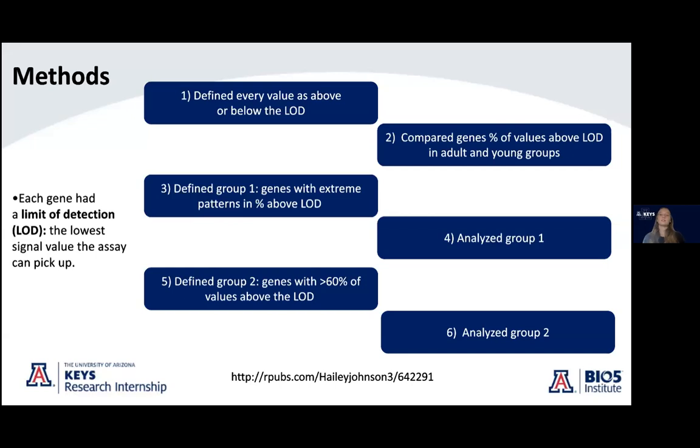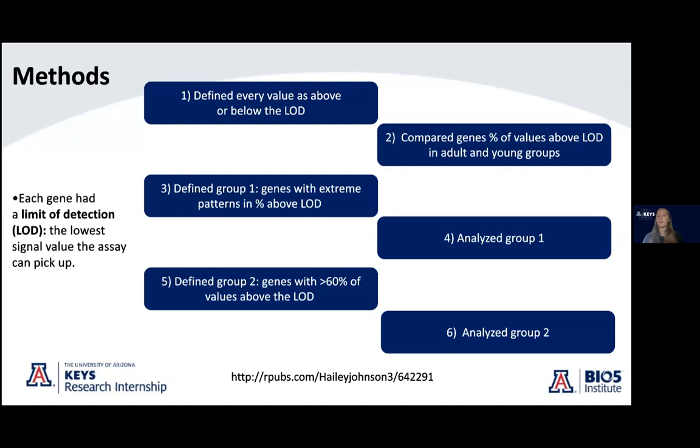Going into our statistics, we had to create 2 separate groups to do an analysis on to accommodate for this limit of detection. The first group was genes with extreme patterns in expression percentages above the limit of detection. And we did this because if a gene had a really low percentage of values above the LOD, that means that there was very small expression in that group. And it's a very binary analysis for us to know whether there is high or low expression.